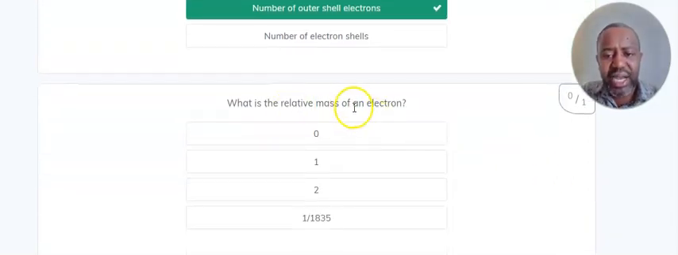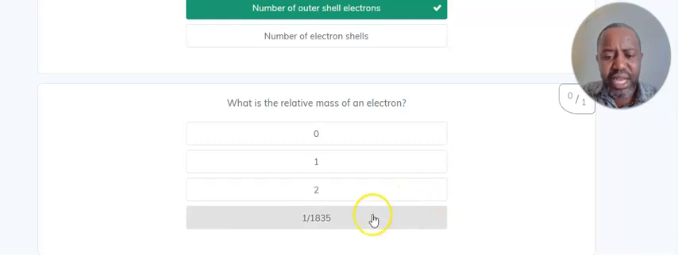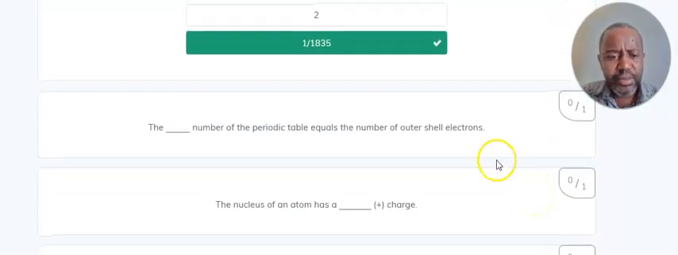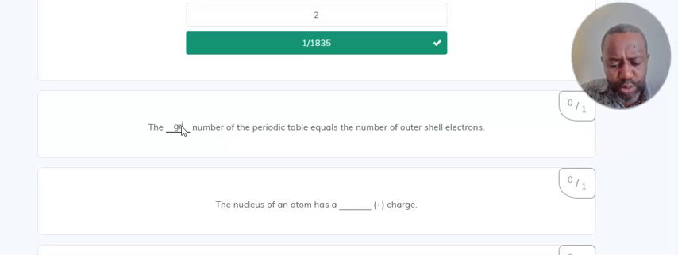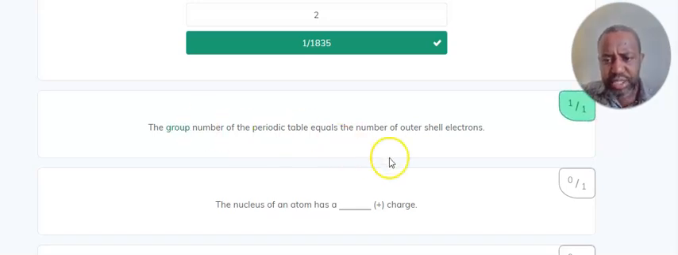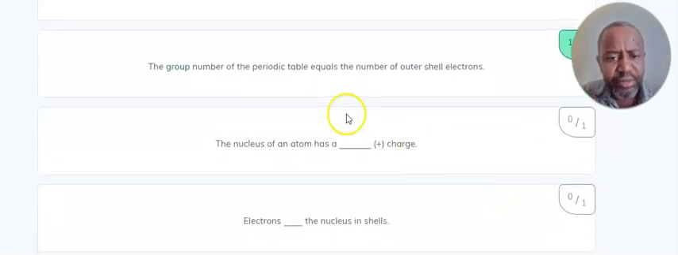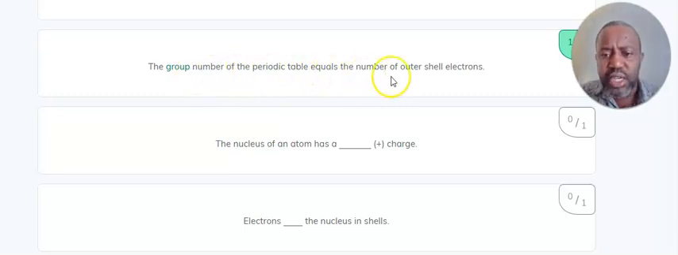What is the relative mass of an electron? The relative mass of an electron, very negligible. So I'll go with that one. The dash number of the periodic table equals the number of outer shell electrons. So this one must be the group, just a repetition. The group number of the periodic table equals the number of outer shell electrons, correct?